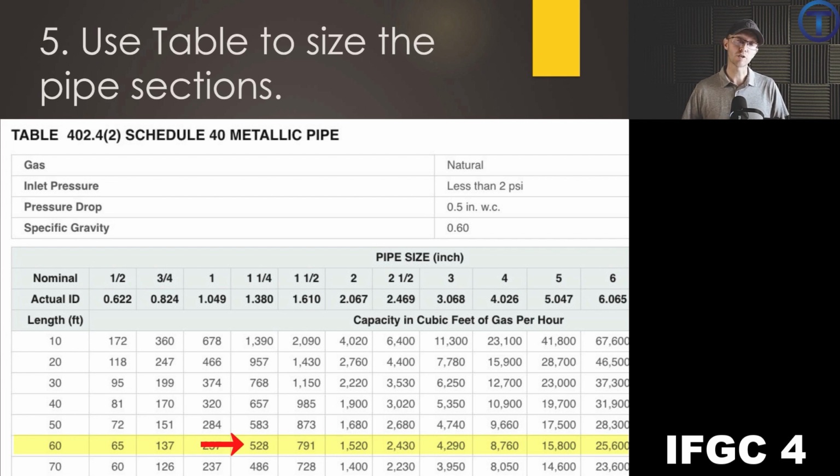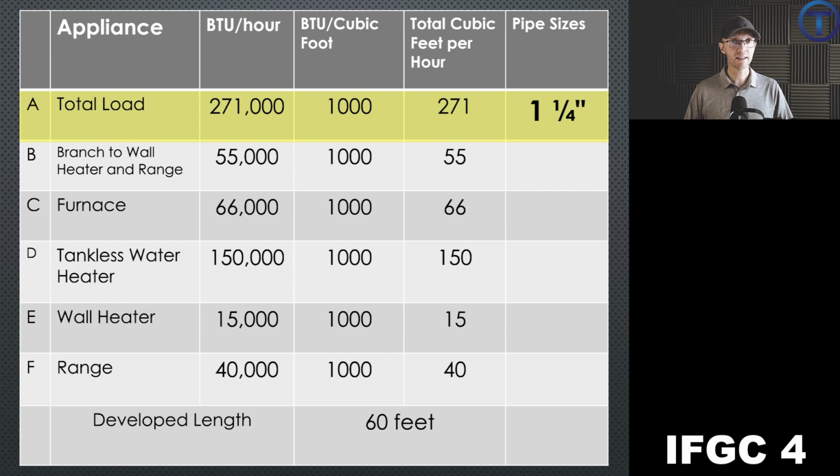That one is greater than the amount of cubic feet per hour that I need, so I can stay in that column. You'll always look for greater than or equal to. You cannot size with less than. So again, that 257, that's not enough. I'm going to go to the next one. 528, follow that up to the top, and I've got 1 1/4 inch pipe. I'll put that on my table. Section A, the main line coming into everything, 1 1/4 inch.